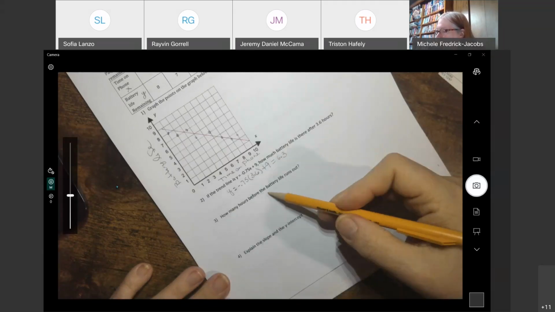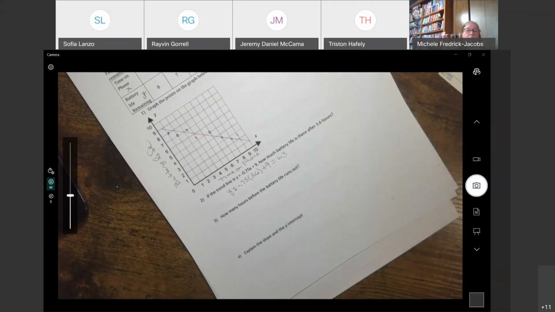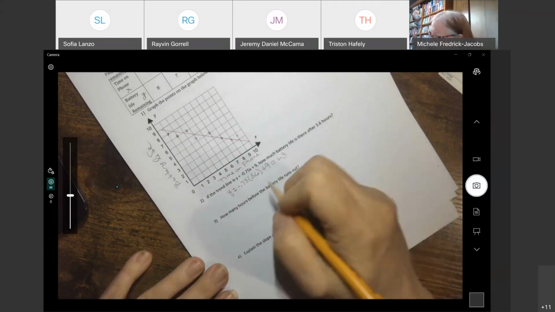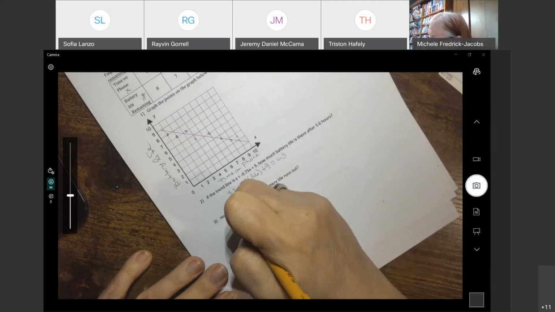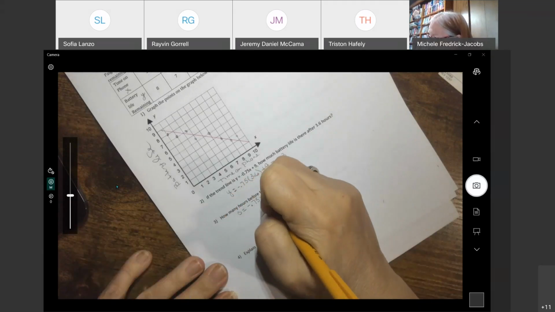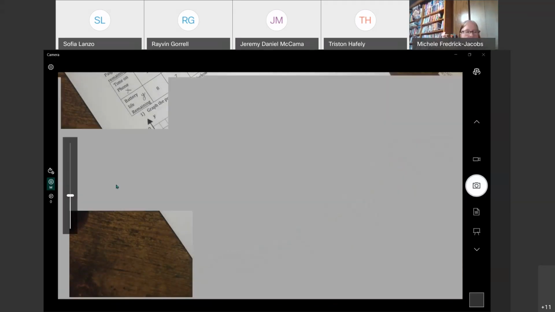How many hours before the battery life runs out? What would we do on that one? We would put 0 for Y. Because we want to know when the battery life runs out. That means there's no battery life, and battery life is the Y value. So we plug in 0 for Y. Go ahead and solve for X.